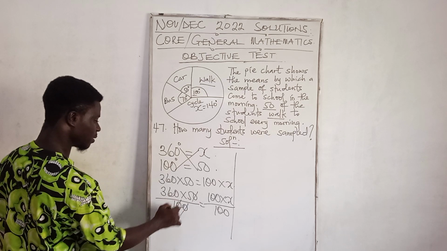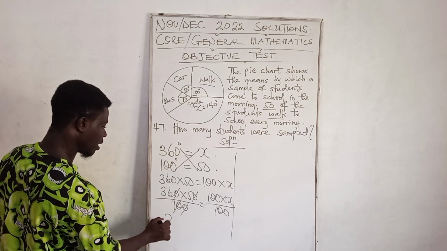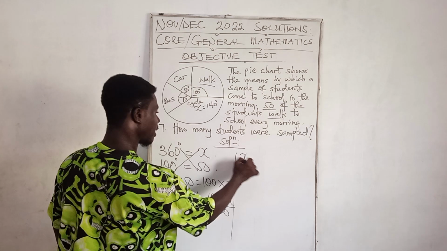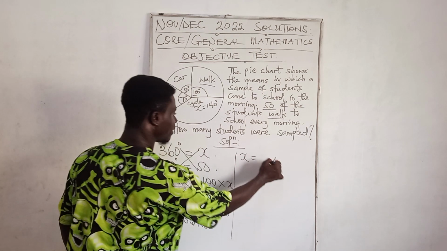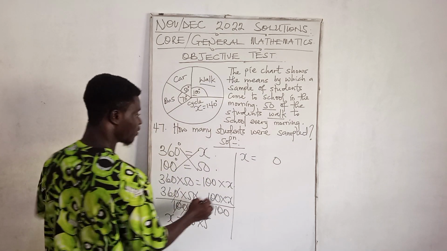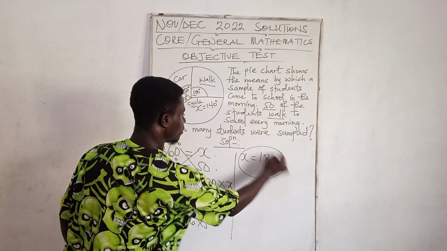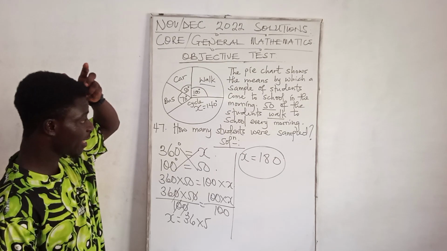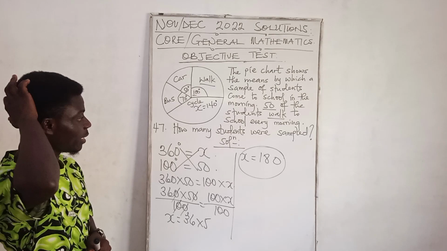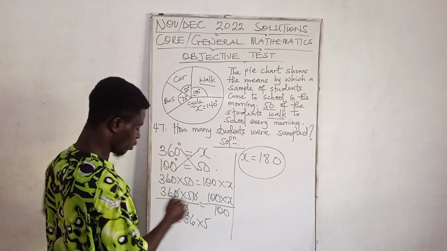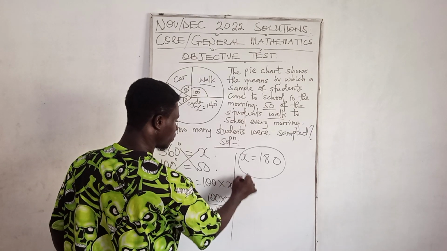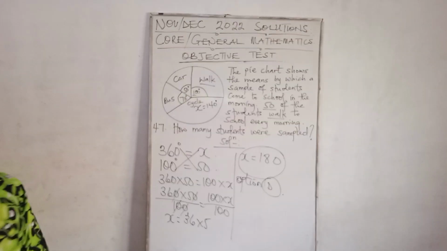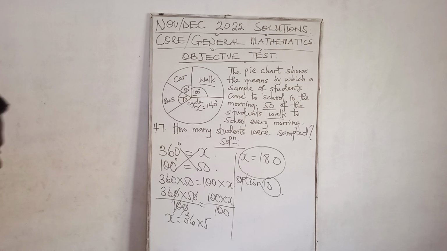This cancels, this cancels. So we have x equals 36 times 5. So my x must be equal to 5 times 6 is 30, then 5 times 3 is 15, plus 3, we get 180. So hence 180 students were sampled, which is option D. Option D for dog.